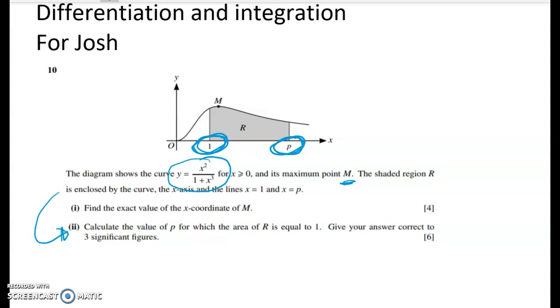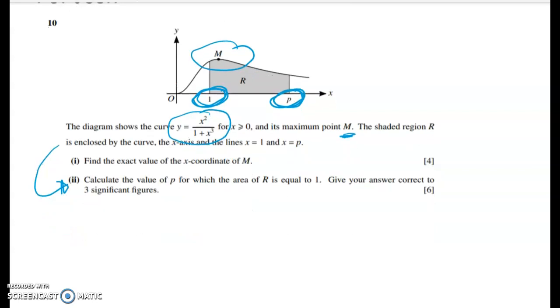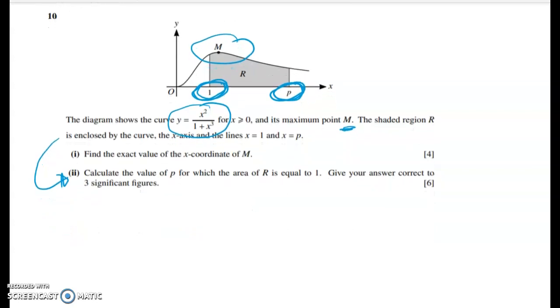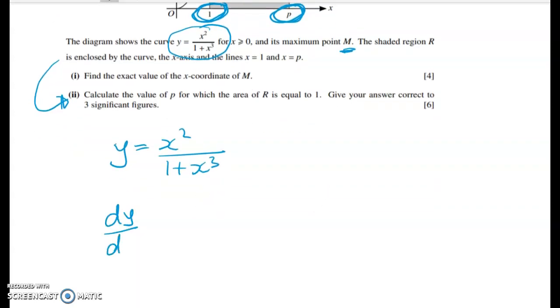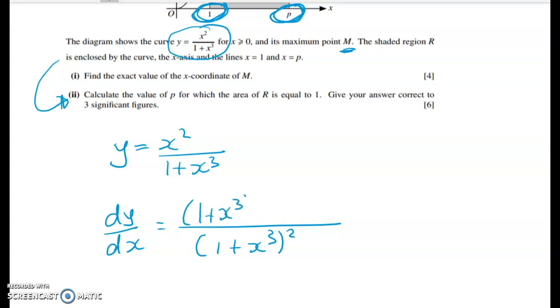But in part 1, all we have to do is to find the exact value of the x coordinate of M. So M is a maximum point, so we're going to differentiate and set that derivative equal to 0. And we know that we've got an x value that has to be positive. If y equals x squared over 1 plus x cubed, the best way to differentiate that is to use the quotient rule. So dy by dx is equal to, over 1 plus x cubed squared, 1 plus x cubed times 2x minus the other way around, so x squared times 3x squared.